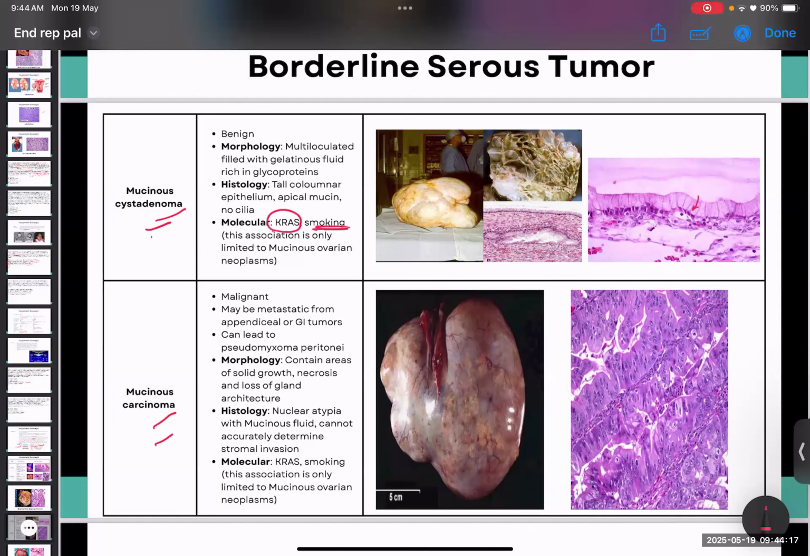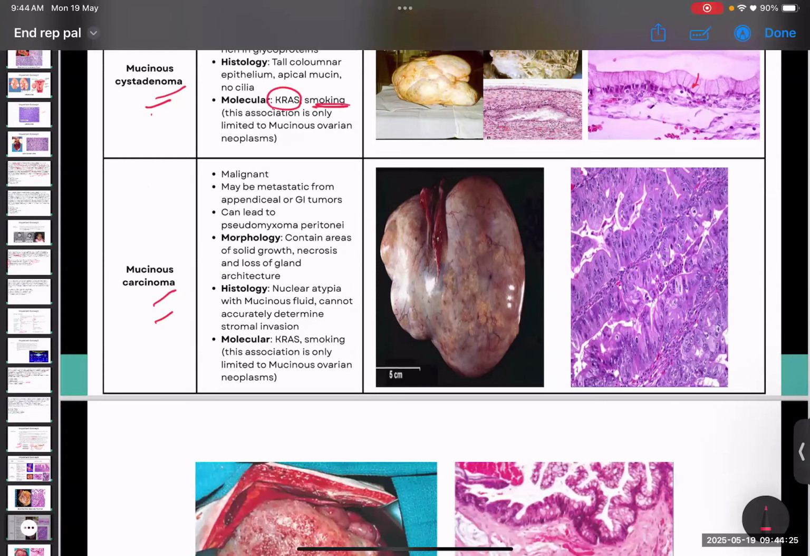Similarly, for mucinous carcinoma, this could be metastatic as well from appendiceal or GI tumors, and it could lead to pseudomyxoma peritonei, where you have intraperitoneal accumulation of mucinous fluid. And it has areas of solid structure, areas of cystic structure, areas of necrosis, areas of hemorrhage. Basically, there's absolutely no coherent gland structure when it comes to mucinous carcinomas, and this is also associated with KRAS and smoking. And yeah, you have a lot of nuclear atypia here.